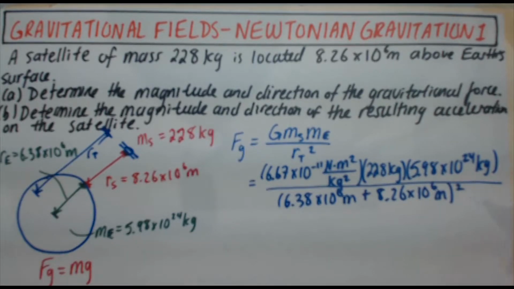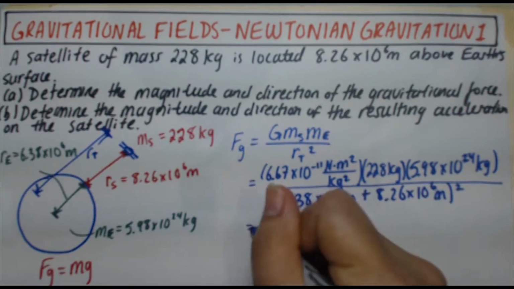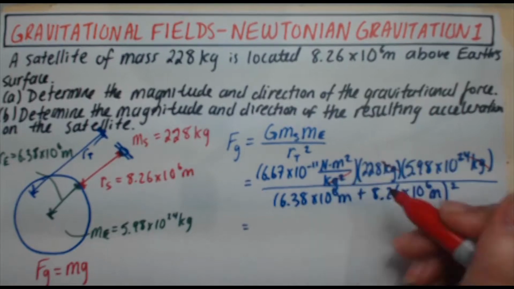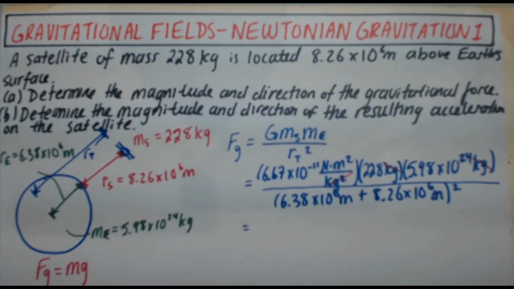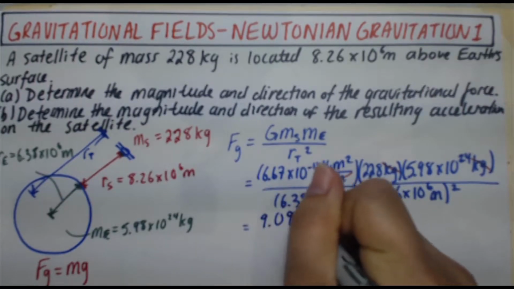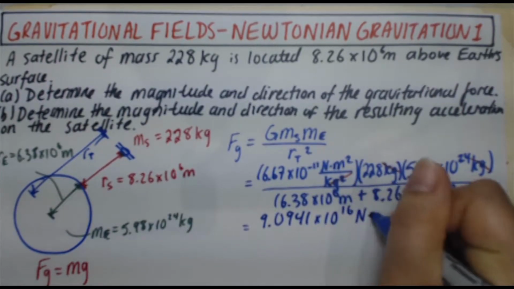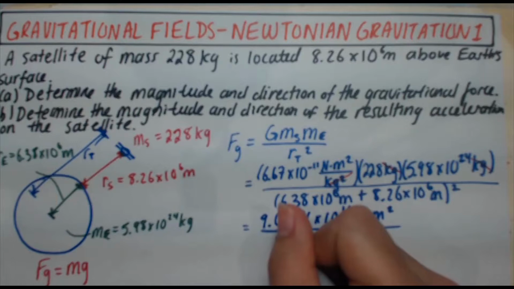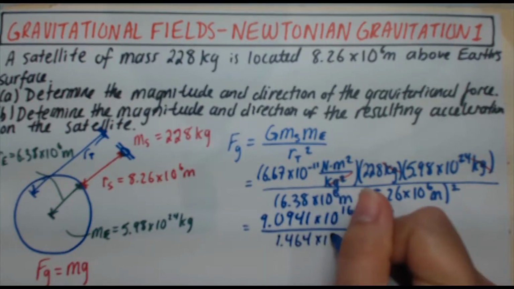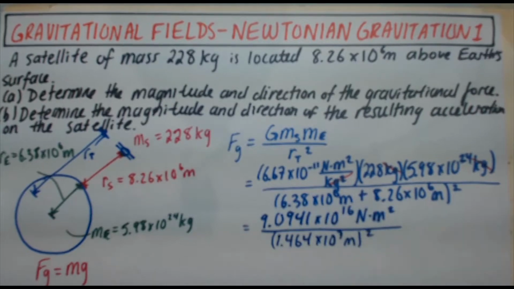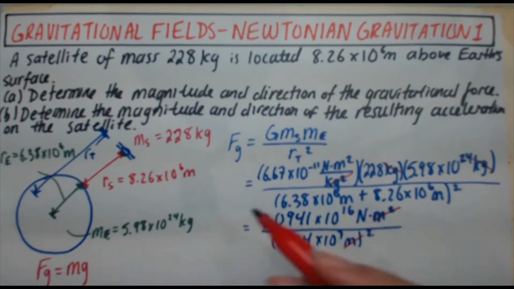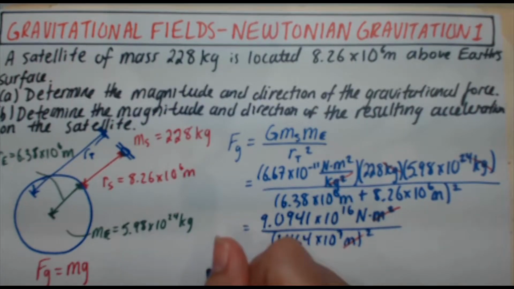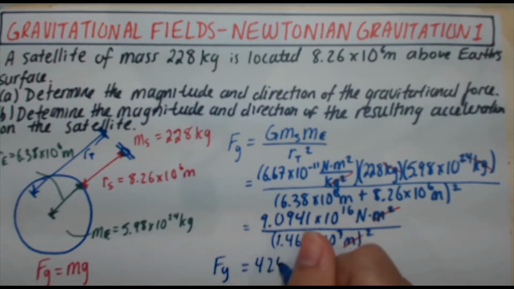This is a big calculation, so I'm going to do it in two parts. Numerator first, then denominator. When you solve for the numerator, you can see that you've got 228 kilograms multiplying and a kilogram squared in the denominator. Those are going to cancel. And we get in the numerator 9.0941 times 10 to the 16 newton meters squared. In the denominator, before squaring, you're going to get 1.464 times 10 to the 7 meters. You can see you're going to have meters squared in the bottom and meters squared in the numerator. You're left with newtons, hence the unit for force. When you plug all those in, you're going to get a force of gravity of 424 newtons.